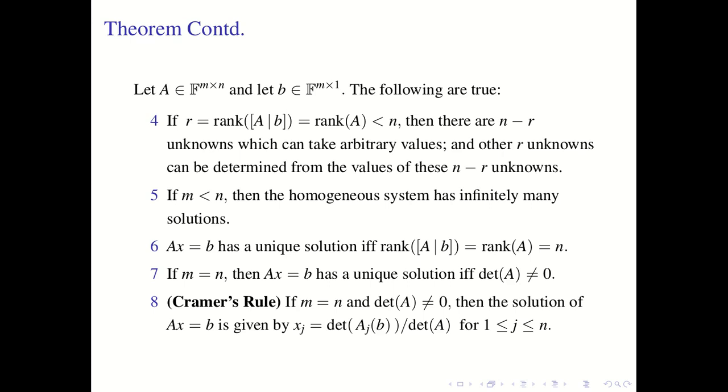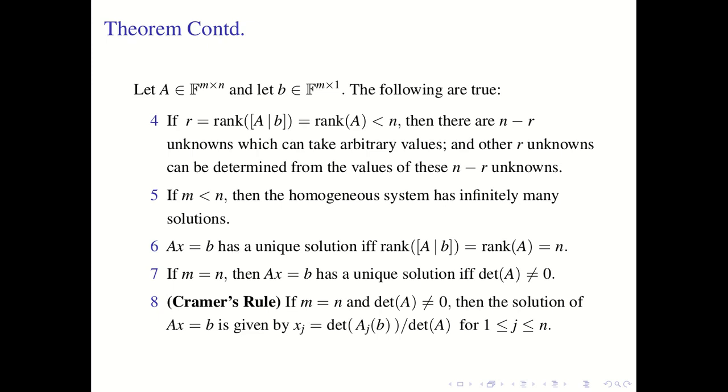If r is the rank of the augmented matrix, which is the same as the rank of A, we need this to say that the system Ax equal to b has a solution. Suppose the rank is r and it is strictly less than n. Then there are n minus r unknowns which can take arbitrary values, and the other r unknowns can be determined from the values of these n minus r unknowns.